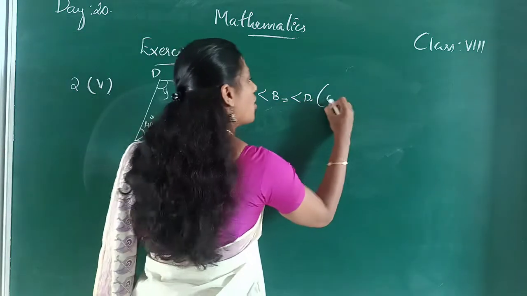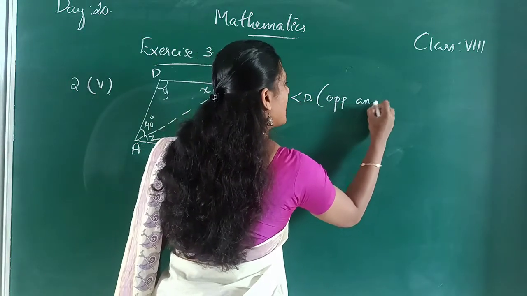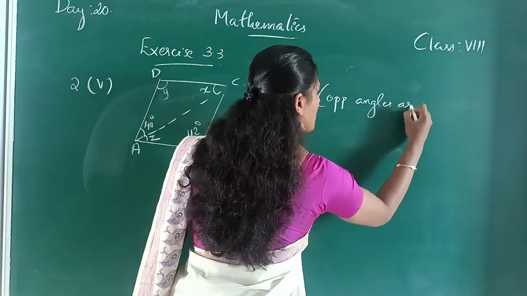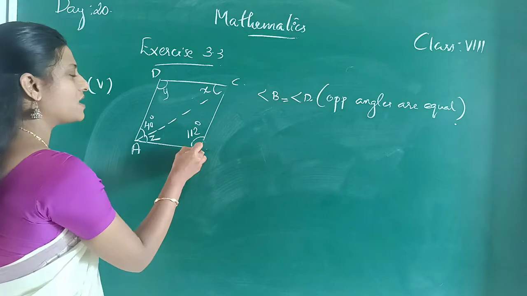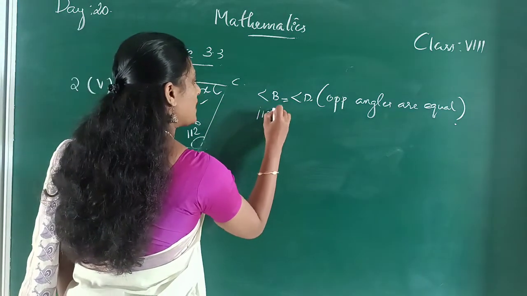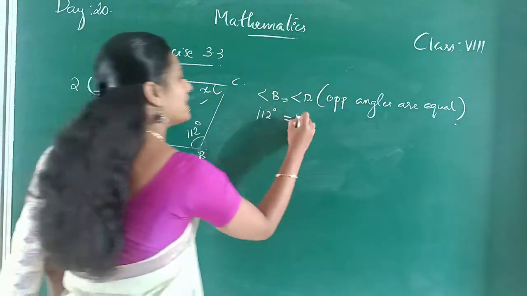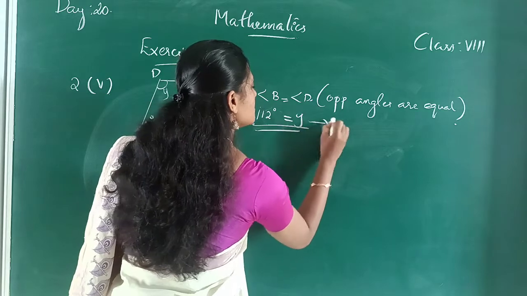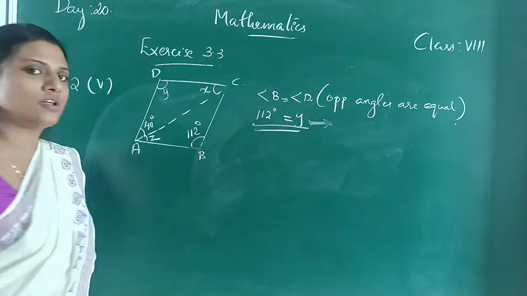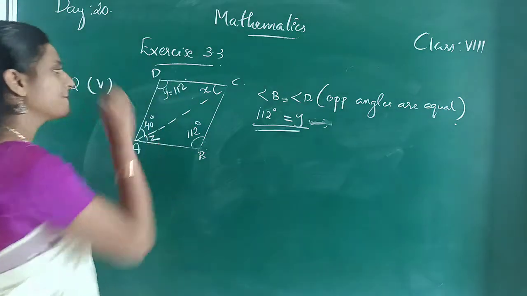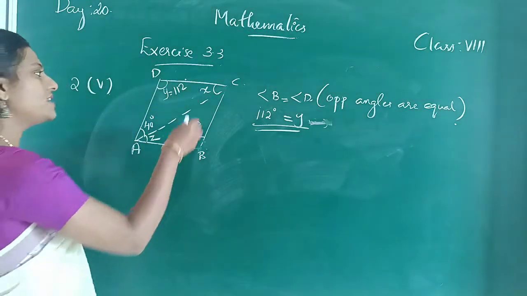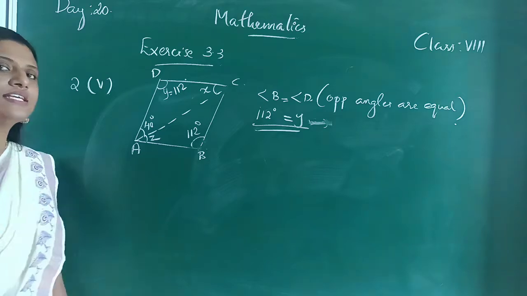Reason is opposite angles are equal. So what is angle B? 112 degree. And what is angle D? Y. So this is okay. The first thing we got, y. Correct. So this is 112 degree. Next, you have to find this x and z.